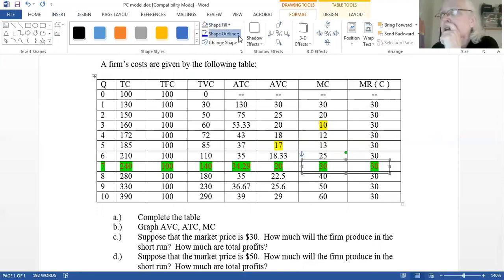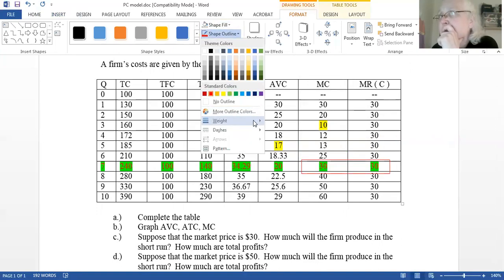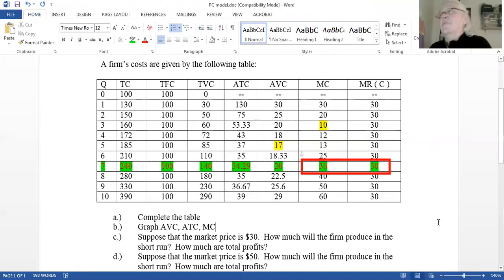And I'm going to do outline big and red. So let me do some weight on that guy. And there we go. Look at that. MC equals MR when my quantity is 7. This firm will choose the quantity where MC equals MR, at a quantity of 7.